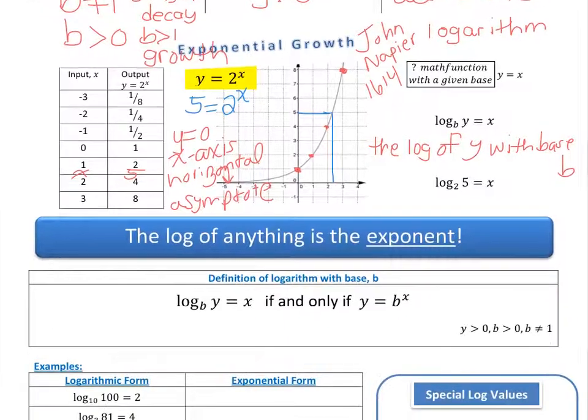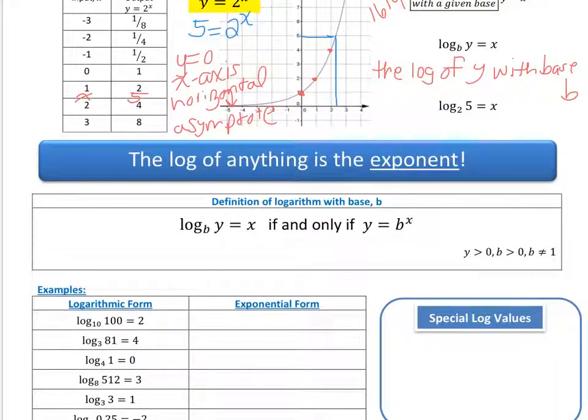Now, I had a professor at UMass Lowell, I'll give her credit, her name is Dr. Regina Panasuk, and she said over and over to students, the log of anything is the exponent. And she recommended that you say that over and over again. The log of anything is the exponent. And I think this is some very wise advice.